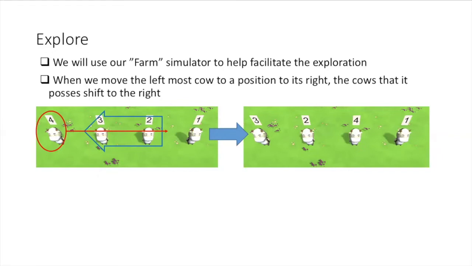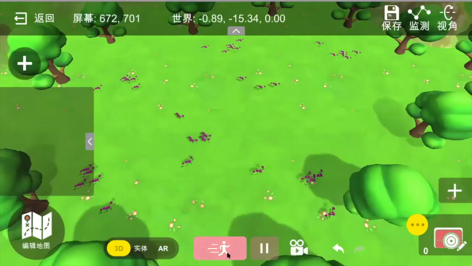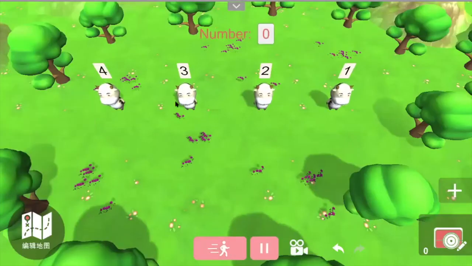That is really what we mean by applying an operator to the data. So exploration, that's what you do. You move the cow, and then you see what happened to the rest. Let me share this simulator and try to do it a little bit. So here's a different cow arrangement: 4, 2, 3, 1. How do you move it? We can only move the first cow. So we move it behind 3. Well, they are 3 and 4.